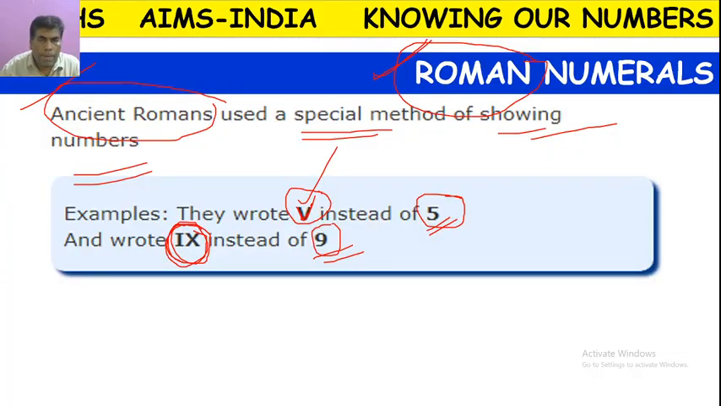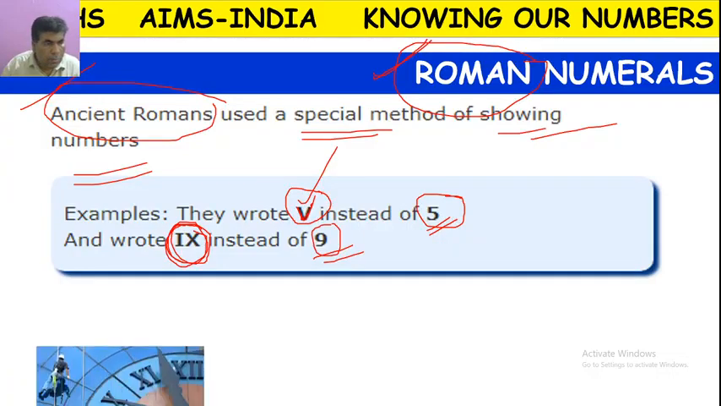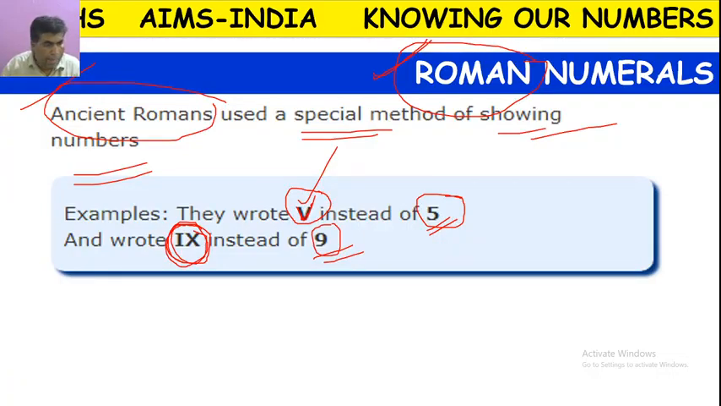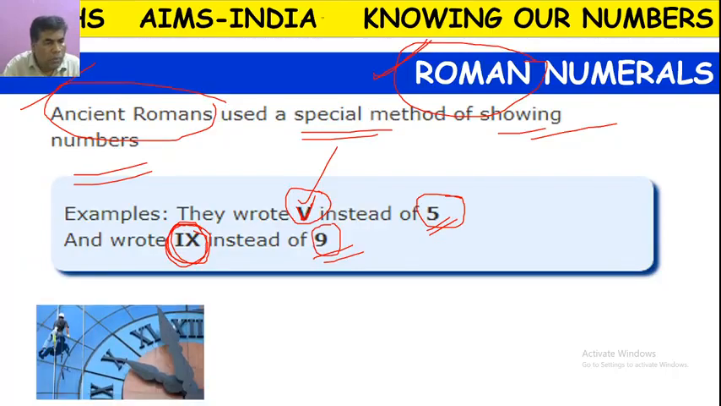Where do we make use of Roman numerals nowadays? Anybody? Any guess? In wall clocks. If you observe the wall clock or some of the wristwatches, there we will come across Roman numerals on the dial.